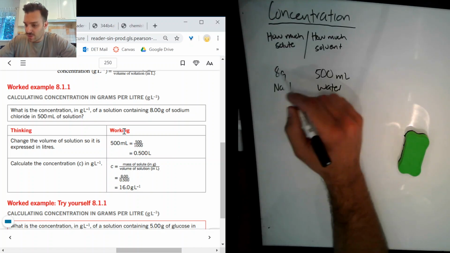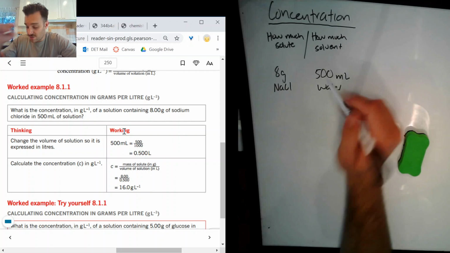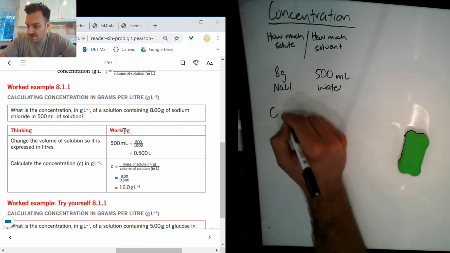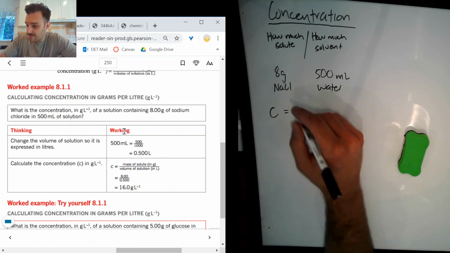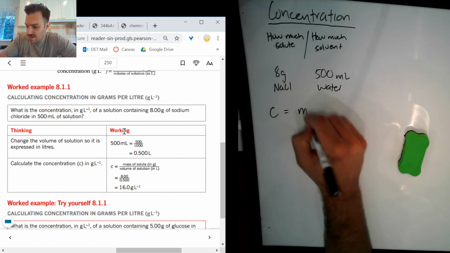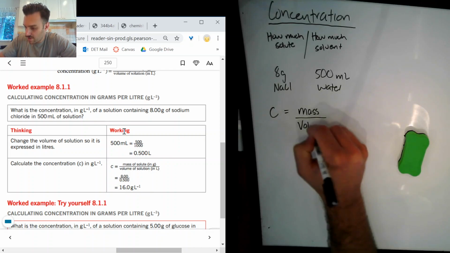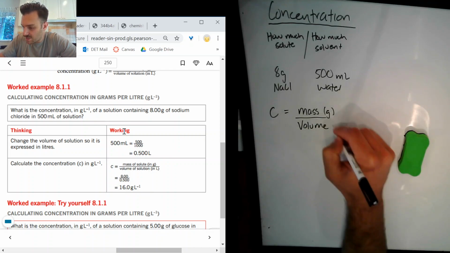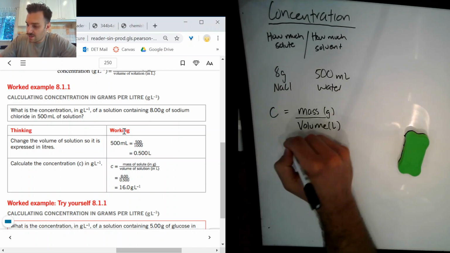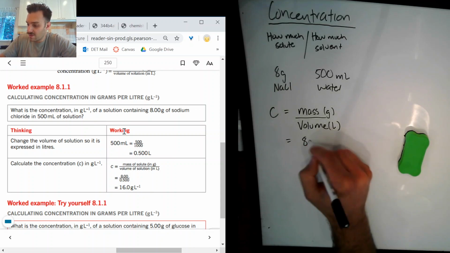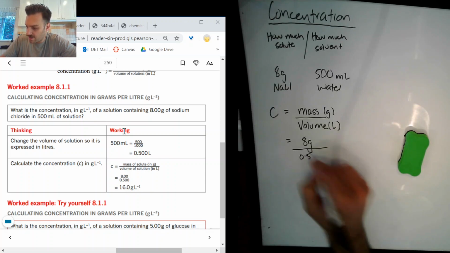What we want to do is divide the amount of solute by the amount of solvent. So we can say that our concentration in grams per litre is the mass of the solute divided by the volume of the solvent. This is going to be in grams, and this is going to be in litres. So we're going to do 8 grams divided by 500 mils, which in litres is 0.5 litres.